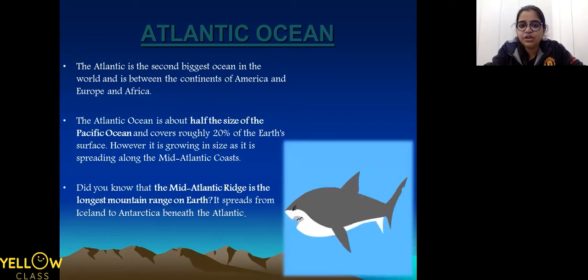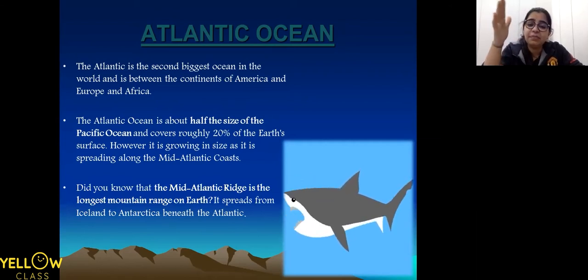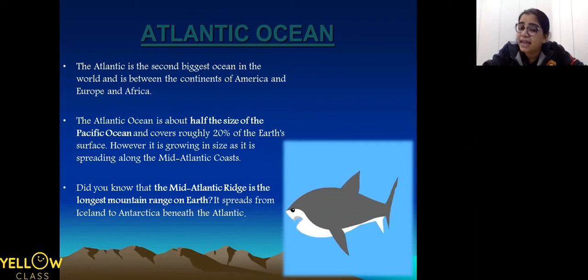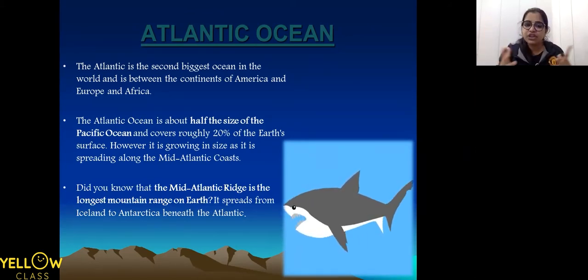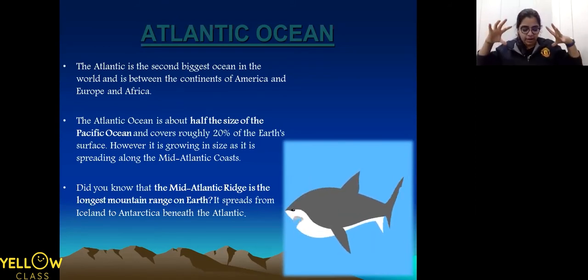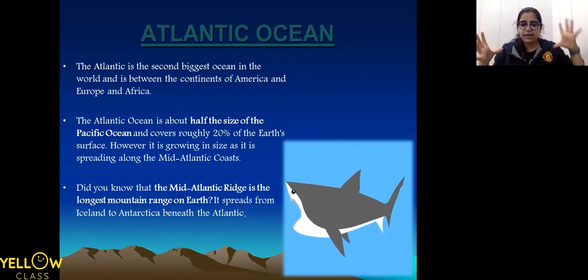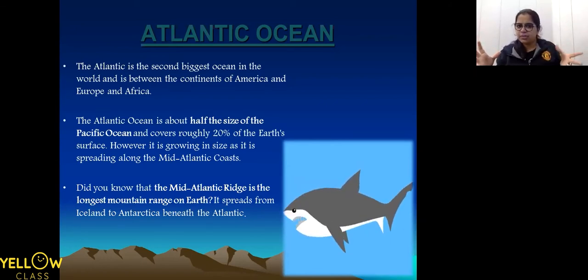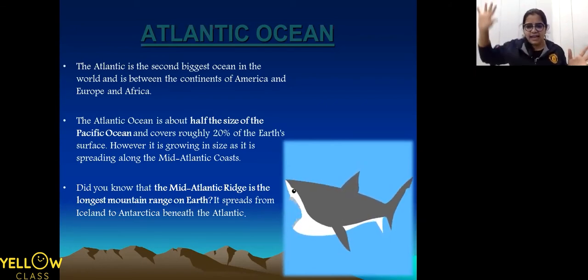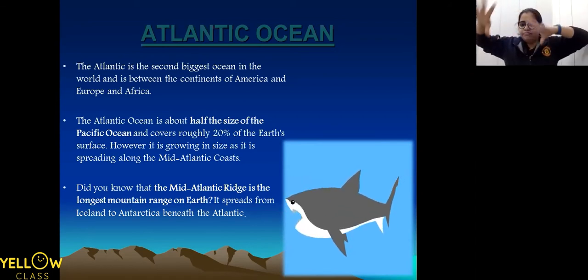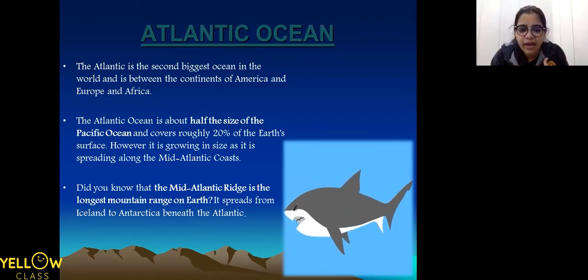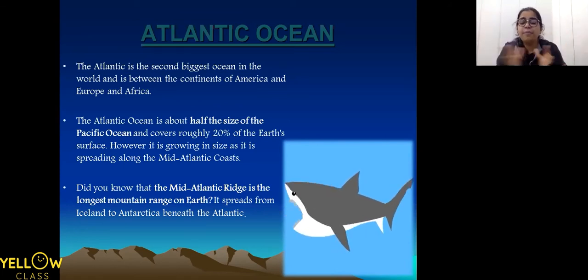The Atlantic Ocean is actually the second one in the row. Pacific being the largest, the Atlantic Ocean is the second biggest ocean in the world, kids. And its location is something like, just imagine the three continents: North America, South America, Europe, and Asia somewhere. It lies in between these three.